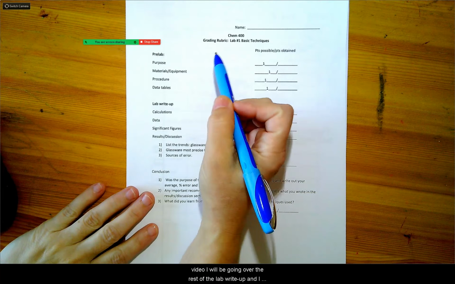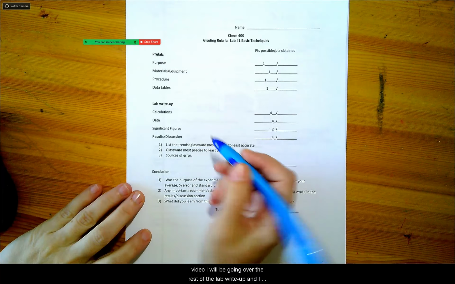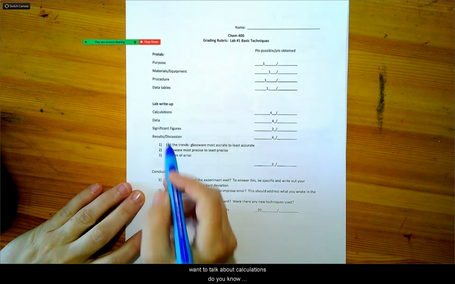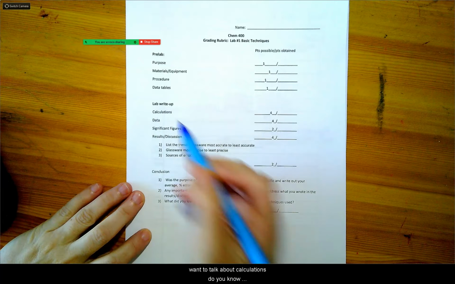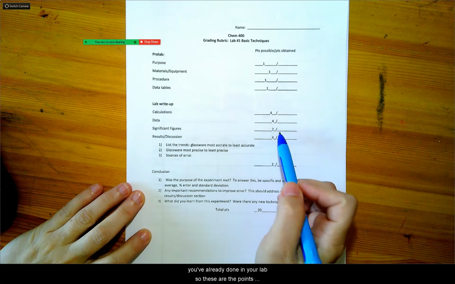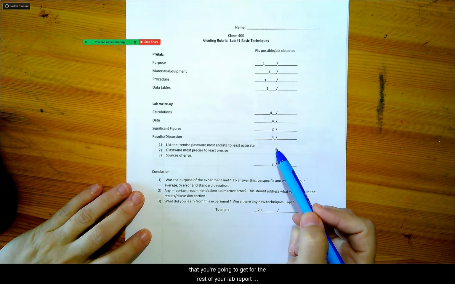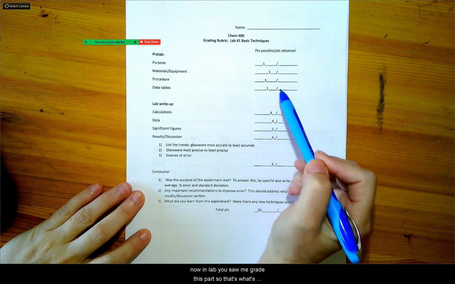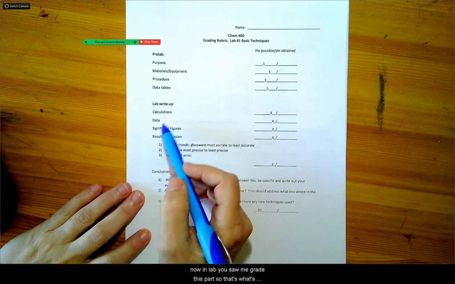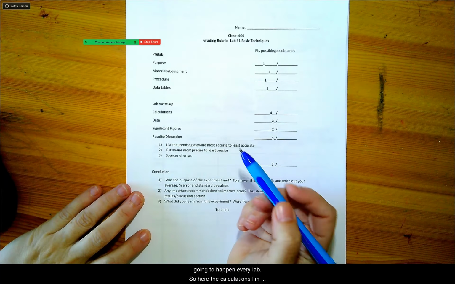So in this video, I will be going over the rest of the lab write-up, and I want to talk about calculations, data you've already done in your lab. So these are the points that you're going to get for the rest of your lab report. Now in lab, you saw me grade these parts. So that's what's going to happen every lab period.